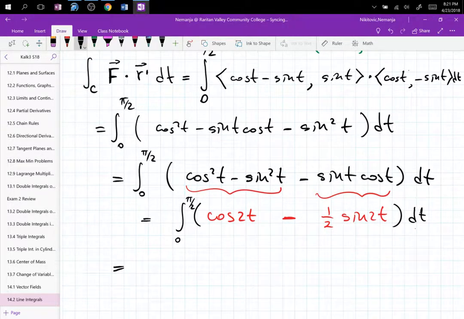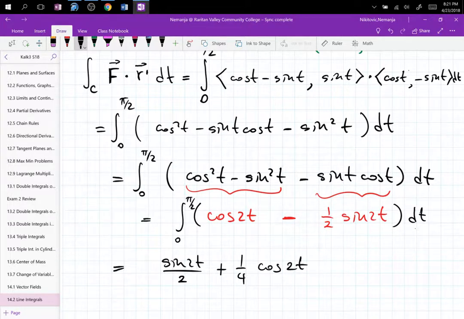So now I have a cosine 2t. Integral of cosine is sine, so I have sine 2t over 2 minus integral of sine is negative cosine, so this turns into a plus. This becomes 1/4 of cosine 2t. And I'll actually write this half in front, so 1/2. Everything computed from 0 to pi over 2.